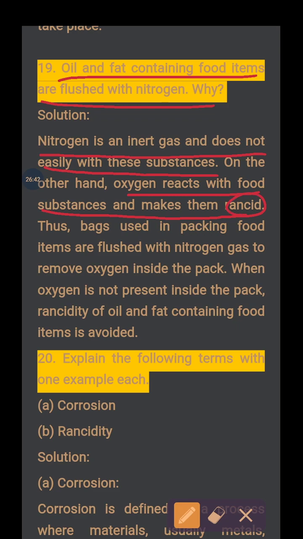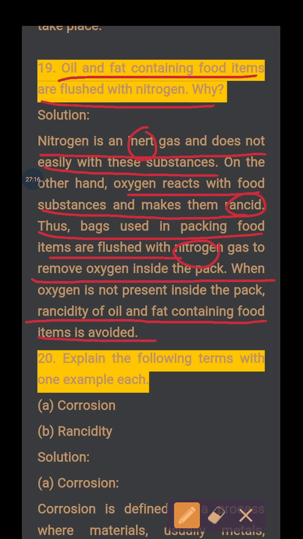Thus, the bags which are used for chips and the other items which are packed in polythene bags used in packing food items are flushed with nitrogen gas to remove the oxygen inside the bag, because nitrogen is an inert gas, it does not react, while oxygen will react with the food substances and make them rancid. So the rancidity of oil and fat containing food items is avoided.